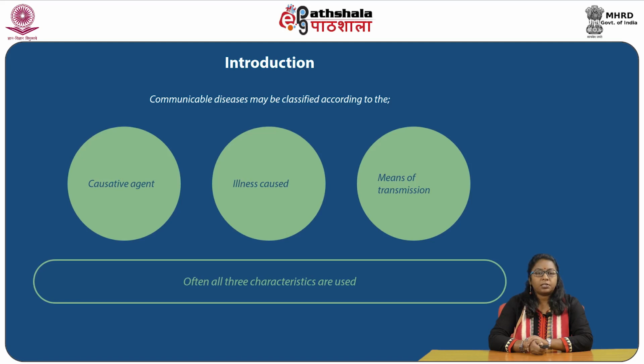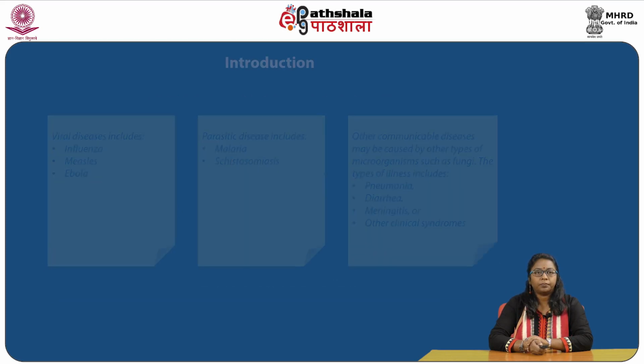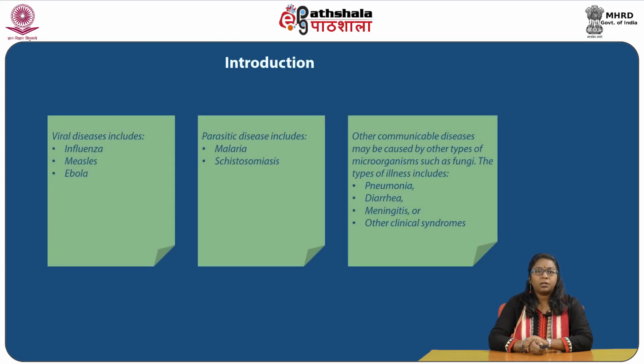Examples of bacterial diseases include pneumococcal pneumonia and gonorrhea. Viral diseases include influenza, measles, and Ebola. Parasitic diseases include malaria and schistosomiasis. Other communicable diseases may be caused by other types of microorganisms such as fungi, for example histoplasmosis. The types of illness include pneumonia, diarrhea, meningitis, or other clinical syndromes.